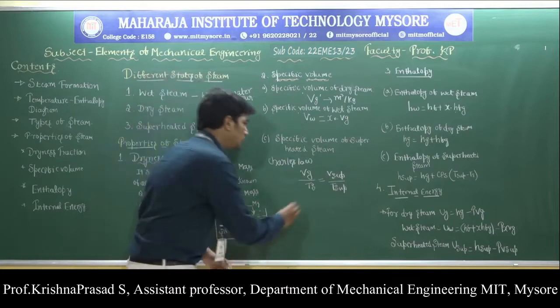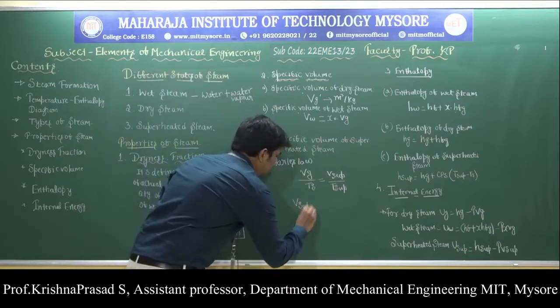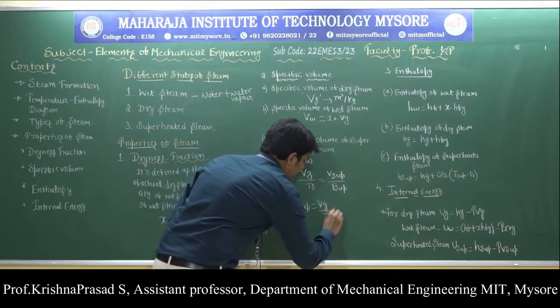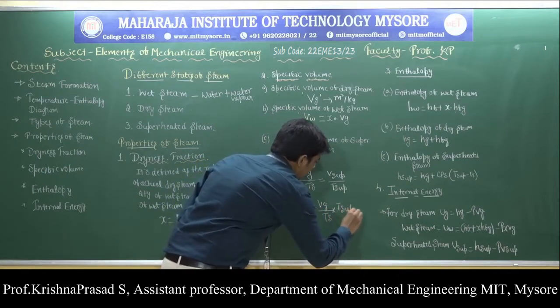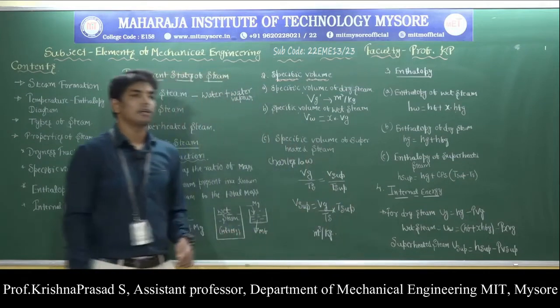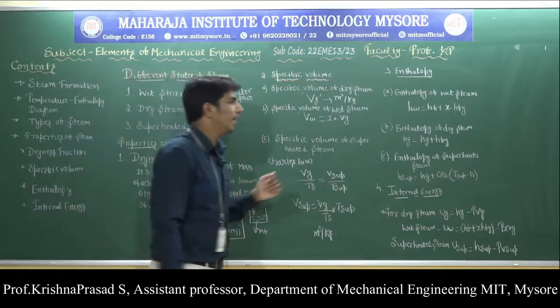So in order to know the specific volume of the superheated steam, the formula will become Vg into Ts into TSUP, and it is expressed in meter cube per kg. Next, what is meant by enthalpy?